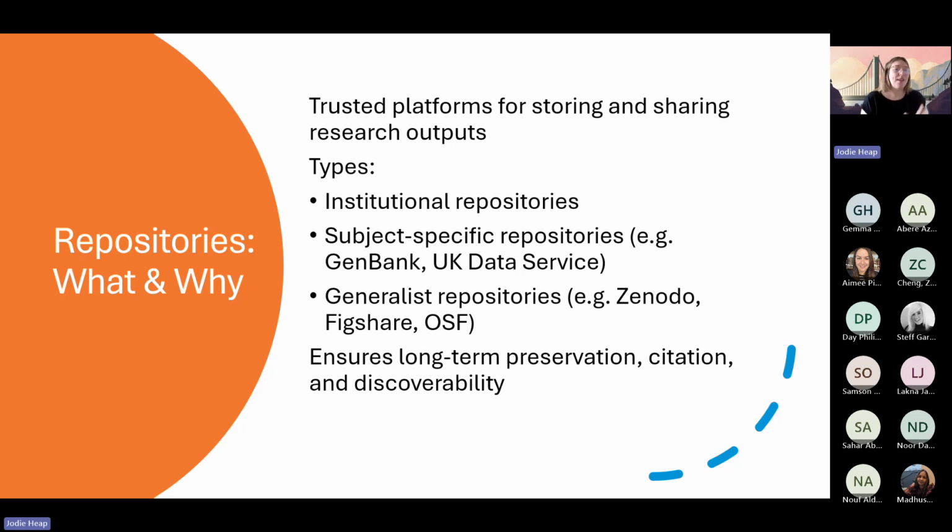Okay, so what is a repository? Why would we want to use one? Well, essentially, repositories are trusted platforms for storing and sharing outputs, different types of research output.